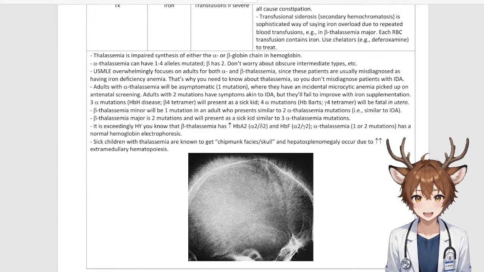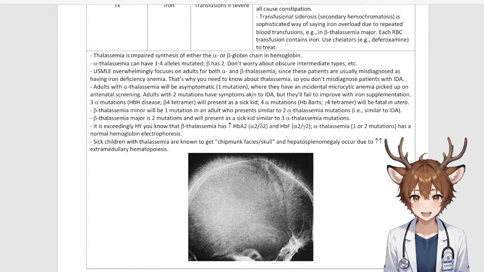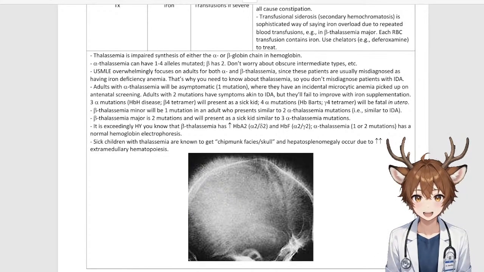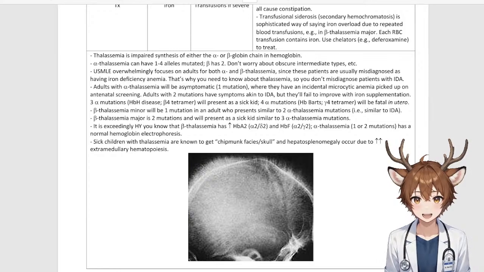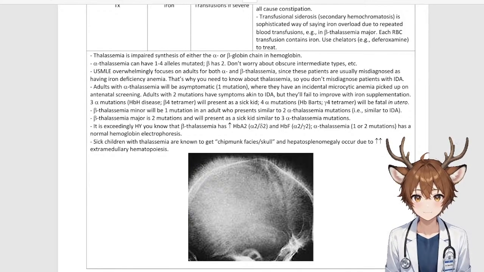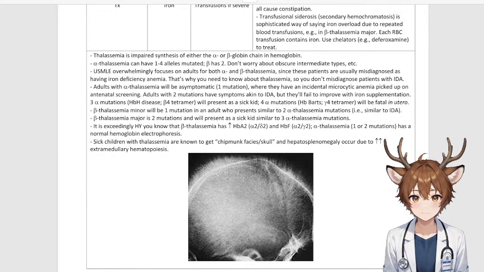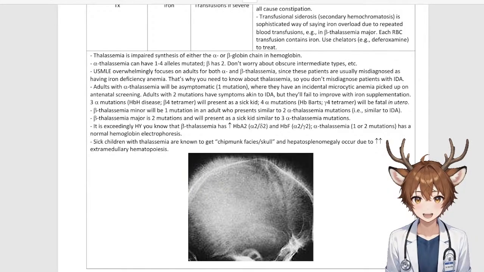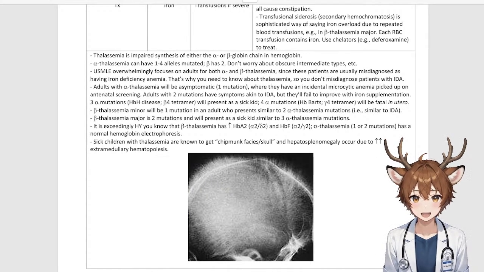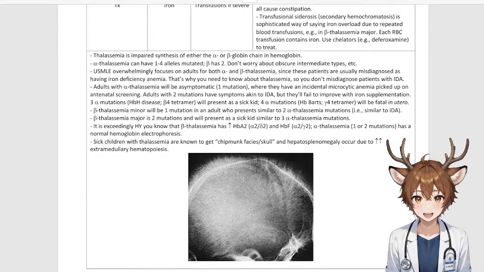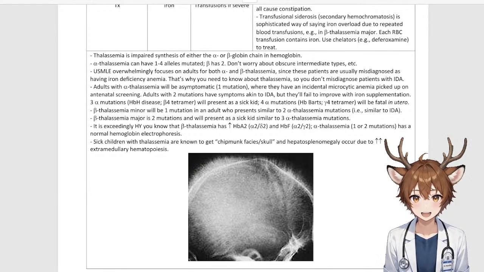Thalassemia is impaired synthesis of either the alpha or beta globin chain in hemoglobin. Alpha thalassemia can have 1 to 4 alleles mutated. Beta has 2. Don't worry about obscure intermediate types. USMLE overwhelmingly focuses on adults for both alpha and beta thalassemia, since these patients are usually misdiagnosed as having iron deficiency anemia. That is why you need to know about thalassemia, so you don't misdiagnose patients with IDA.